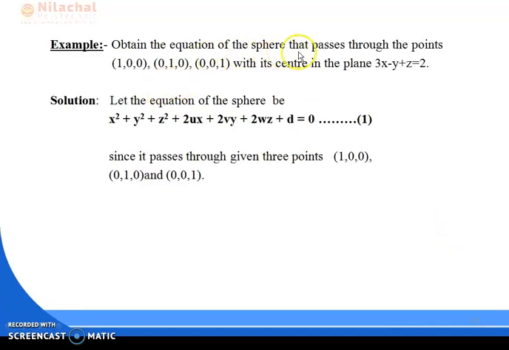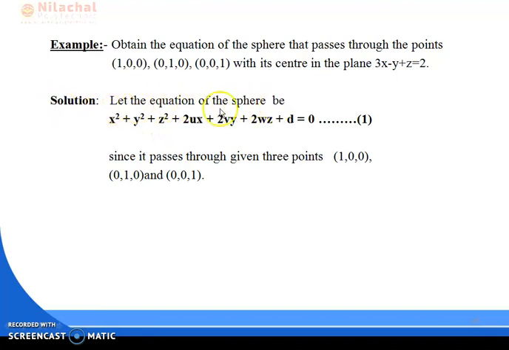Obtain the equation of the sphere that passes through the points (1, 0, 0), (0, 1, 0), (0, 0, 1) with its center in the plane. The center lies on the plane, and this is the plane equation: 3x minus y plus z equals 2. Let's start. What is the solution?